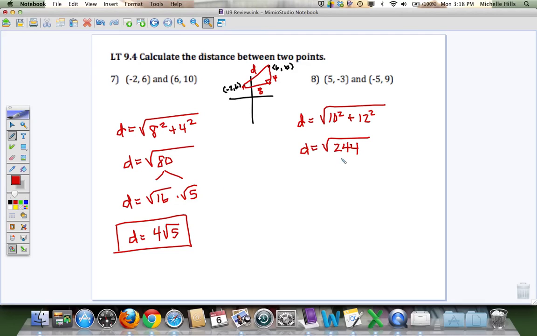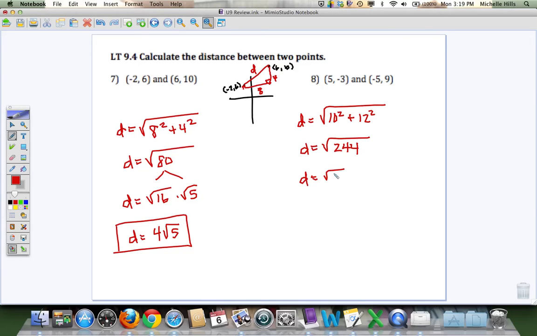And now, I know 4 goes in there. See, I don't necessarily always know the largest perfect square. I'm going to see if it's divisible by 16, because I know it's divisible by 4. It's not divisible by 16, so it is divisible by 4. 244 divided by 4 is 61.